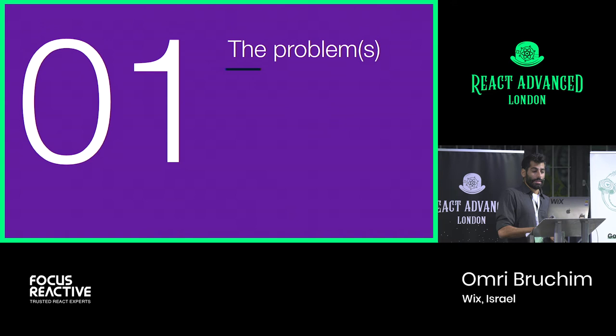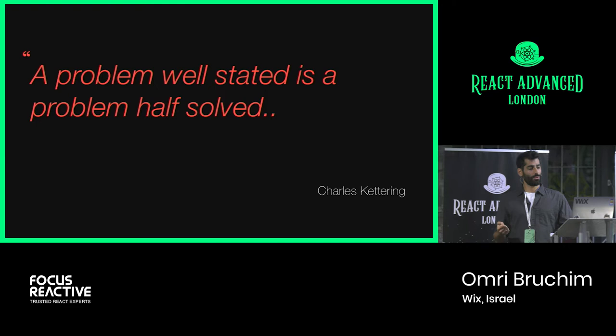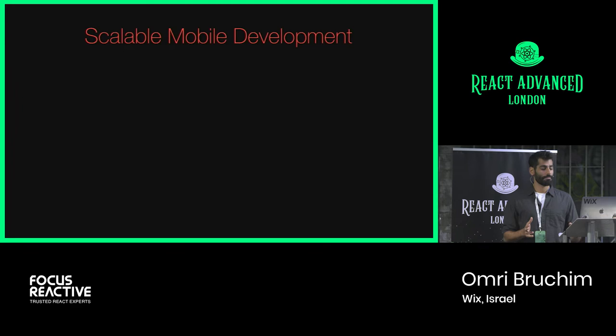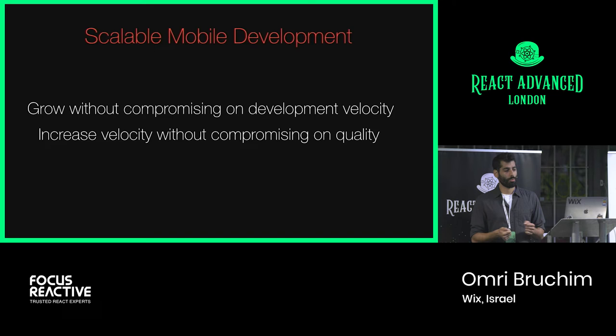I want to start with a brief overview of our problem. Like my friend Charles likes to say, a problem well stated is a problem half solved. We need to dive in. Let's talk about scale. I try to define it in two sentences. Let's see if it works. Scale is the ability to grow without compromising on development velocity and to increase the velocity without compromising on the product quality. You understand the problem?